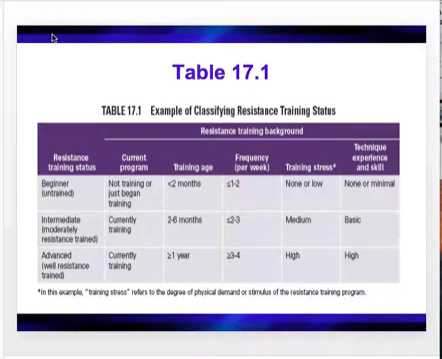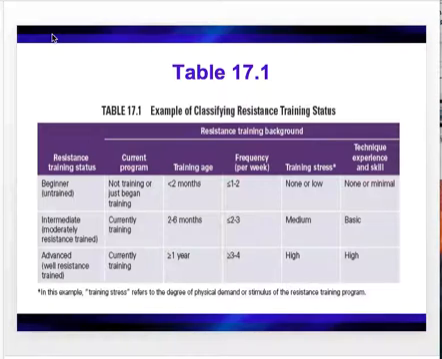Now, if we move down to intermediate, these are moderately resistance trained individuals. Someone that may be currently training. Your training age means that you've been in weightlifting or you've done some type of activity for approximately 2 to 6 months. If you're that type of individual, then you can go ahead and increase your frequency to approximately 2 to 3 times per week.